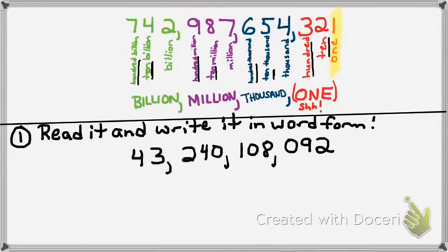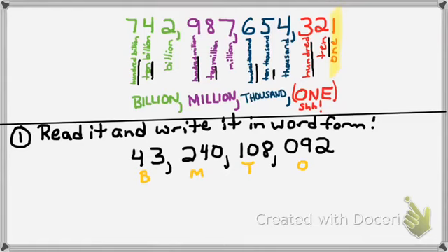Well, I see that it's a very large number, so I'm going to label the names of my periods from right to left. I know my first period is the ones, I'll put an O. Next is thousands, I'll put a T. Millions, an M, and billions, a B. So now I can work from beginning to end or from left to right.